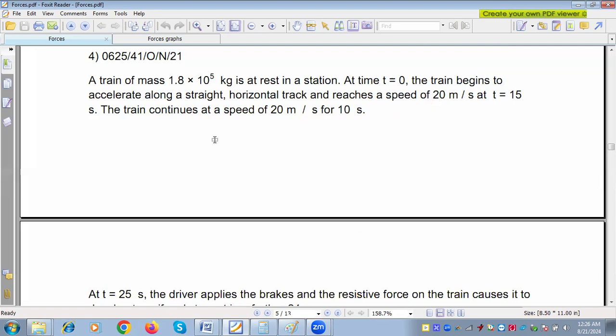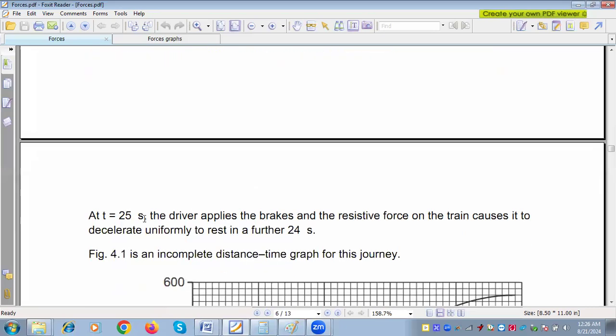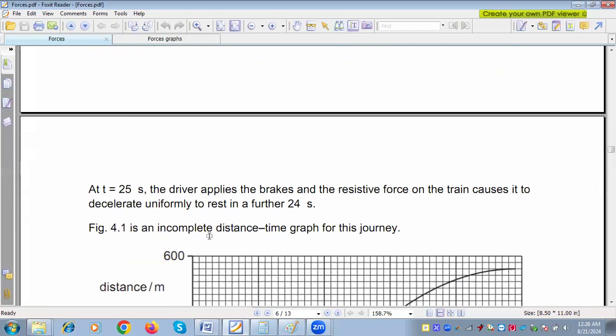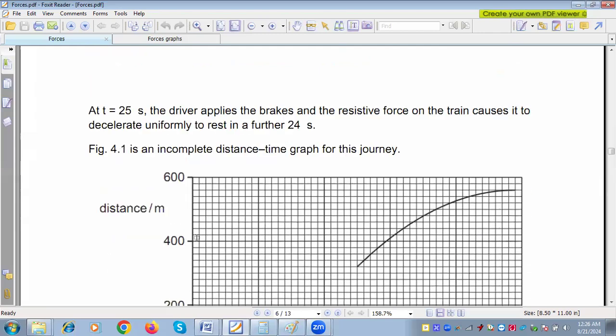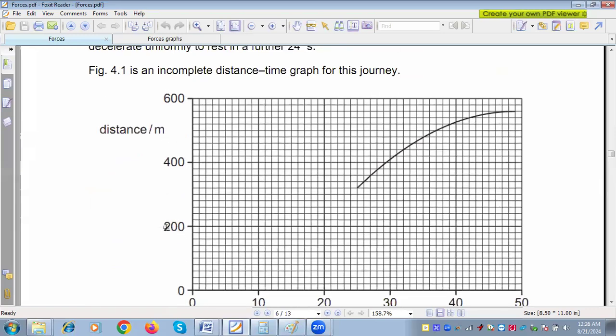And this is which graph is shown. Let us see. The train continues at that speed of 20 meter per second for 10 seconds. At t equals to 25 seconds, the driver applies the brake and the resistive forces on the train cause it to decelerate uniformly to rest in a further 24 seconds. Let us see. So this is a distance time graph. Up till now the graphs which we have discussed in the previous three questions were velocity time graphs. So this is a distance time graph.